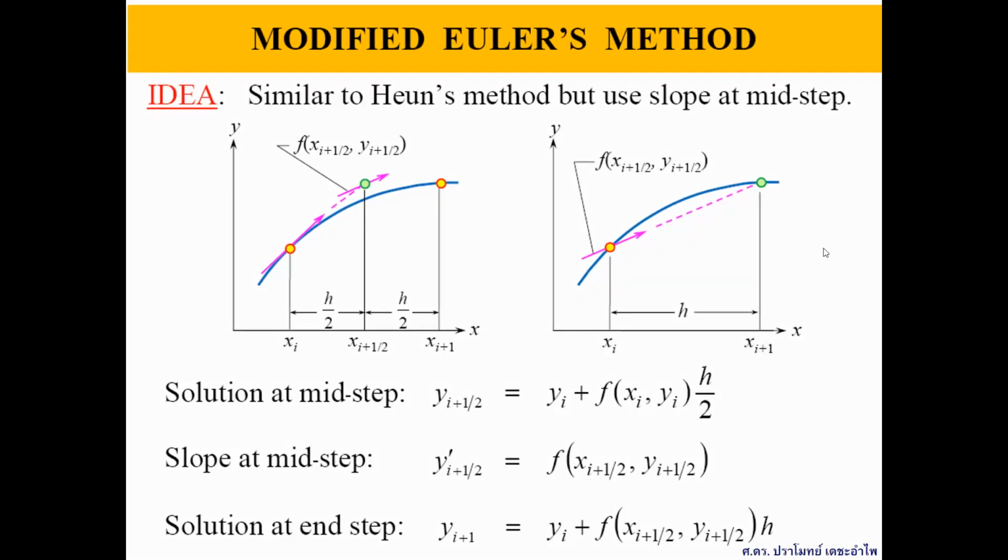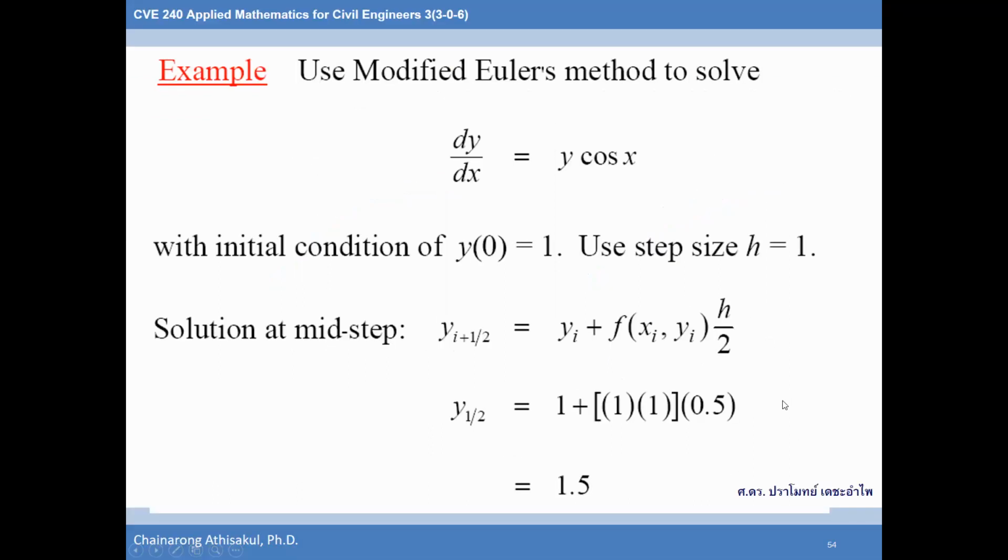So for this idea, the steps are: we use the Euler to predict the value of y at mid-step. After that, we use the value of y at mid-step to determine the mid-step slope. And after that, we use the mid-step slope to predict the endpoint instead. This is the idea of modified Euler.